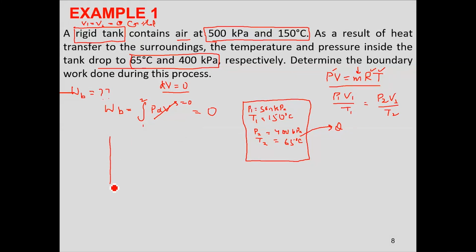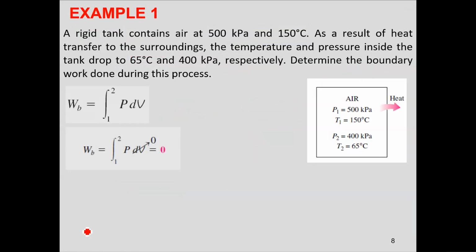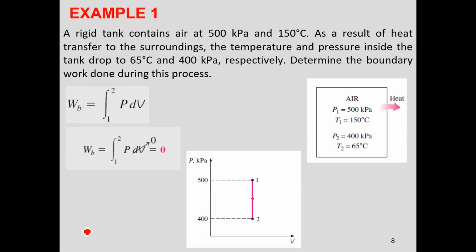And if you have to plot this process, the easiest thing is to plot it on a PV diagram. Your first state says that your pressure is 500 kilopascal and your volume is some assumed volume. This is your state 1. At the second state, your pressure is 400 kilopascal and your volume is the same. So if you see from 1 to 2, the area under the curve is what? Area under the curve is 0. That means the boundary work done is essentially 0 for this process. Clear enough? So same thing, your PdV, dV is 0, your work done would be 0, from 1 to 2 the area under the curve is 0, so your work done would essentially be equal to 0.